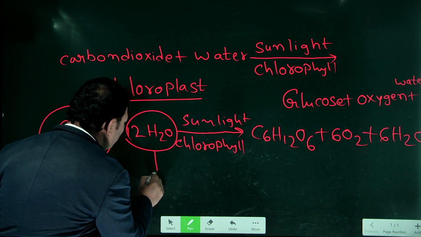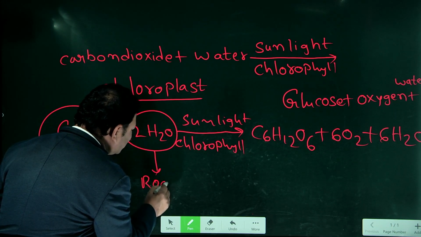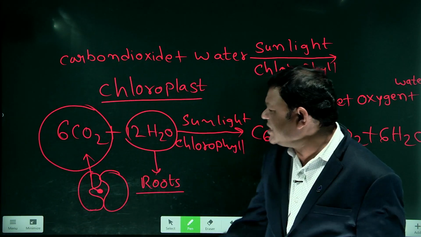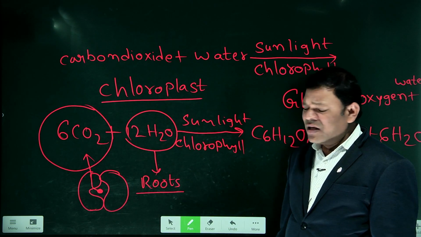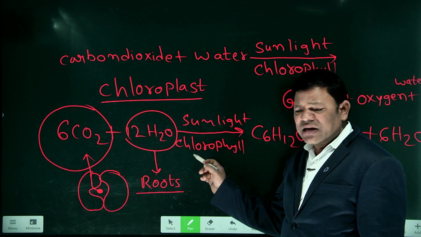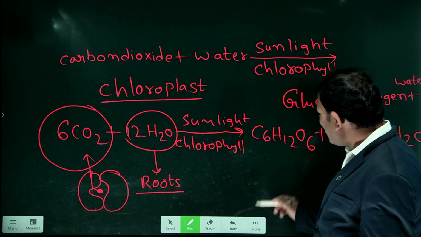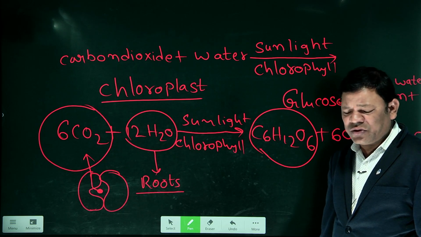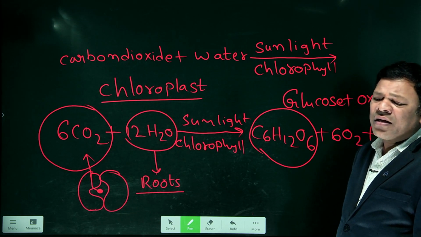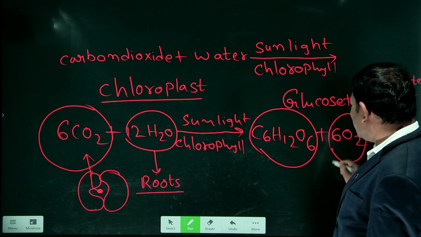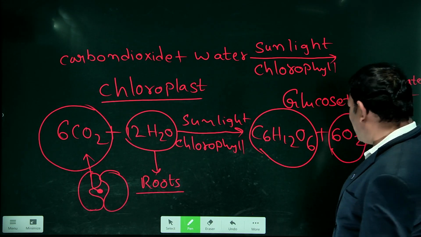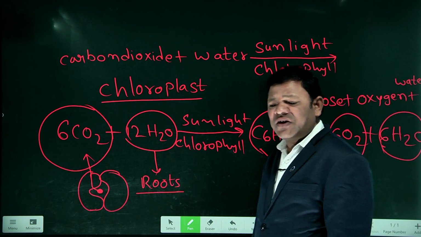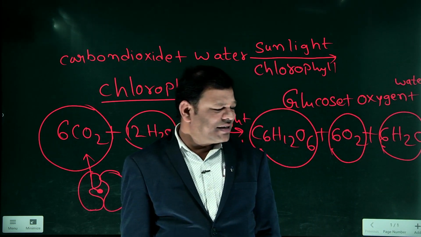Water and minerals are absorbed by the plants with the help of the roots. This occurs in the sunlight, in the leaves, with the chlorophyll pigment. What product is formed? This product is nothing but glucose. Glucose is one type of carbohydrate. Which gas is evolved? Oxygen gas is evolved. In addition, water is also released. So this is the equation for photosynthesis. Is it clear?